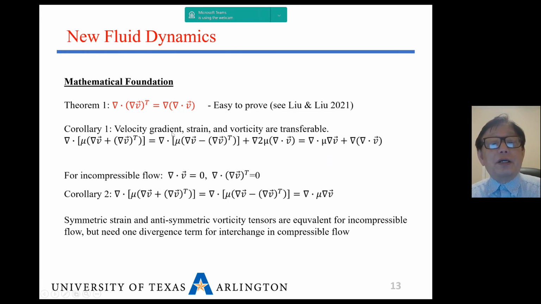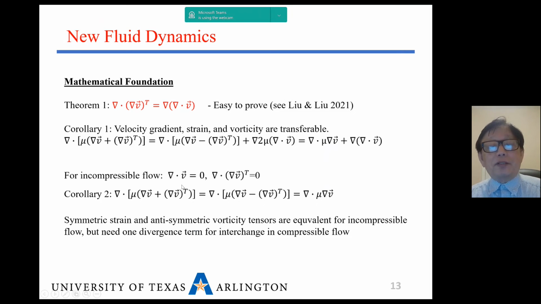The velocity gradient, the symmetric strain and the antisymmetric vorticity, they transfer to each other by this formula. This is symmetric strain, this is vorticity, and this is the velocity gradient tensor. You see, they have a relation. Of course, there's a term of divergence of velocity, but they transfer.